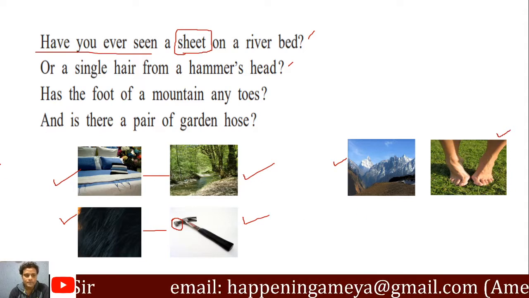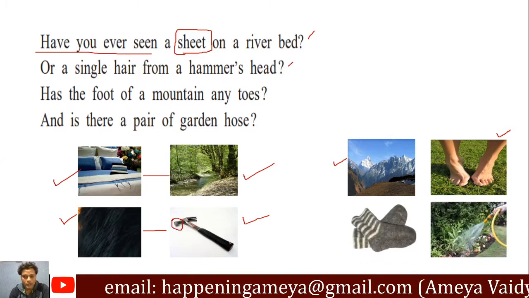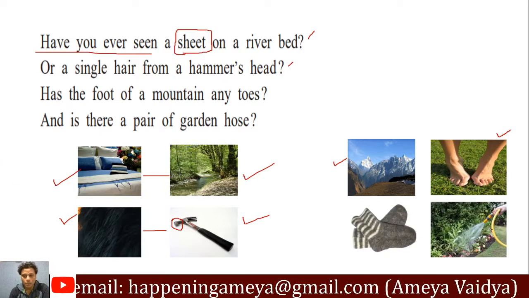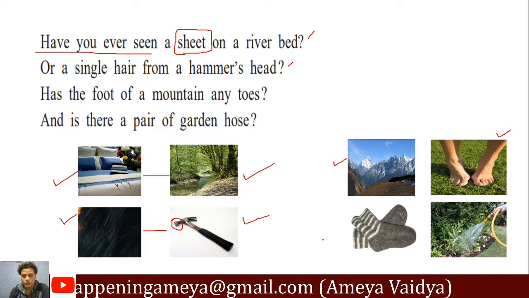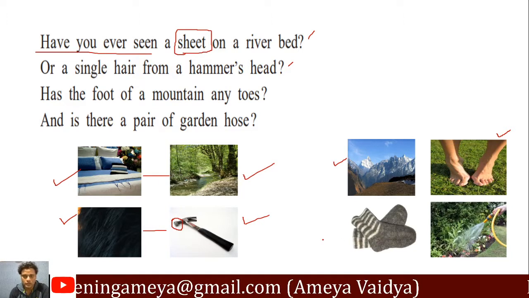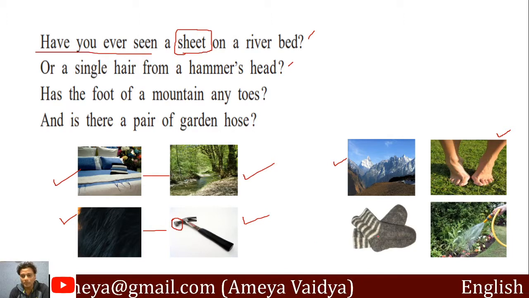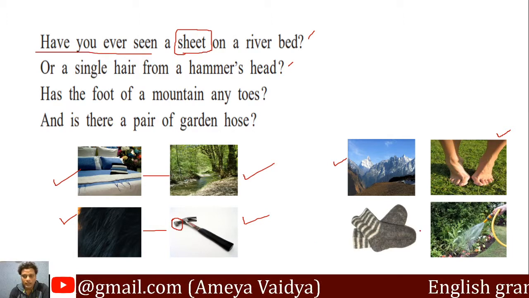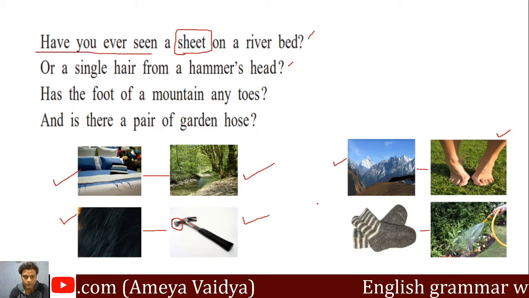And lastly, and is there a pair of garden hose? You know that garden hose is that water pipe, is it not? And normally you associate hose with the hosiery, the socks. They're always in pairs, is it not? So the poet is asking, is there a pair of a garden hose? Again, clearly you can see that there are more than one ways of interpretation.